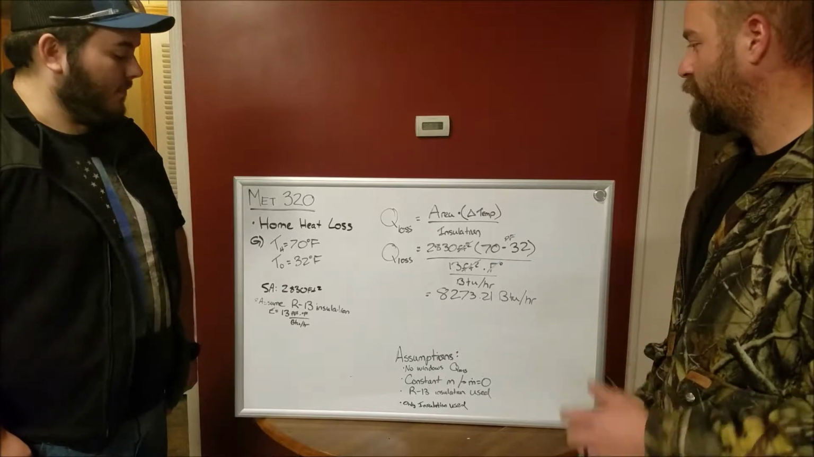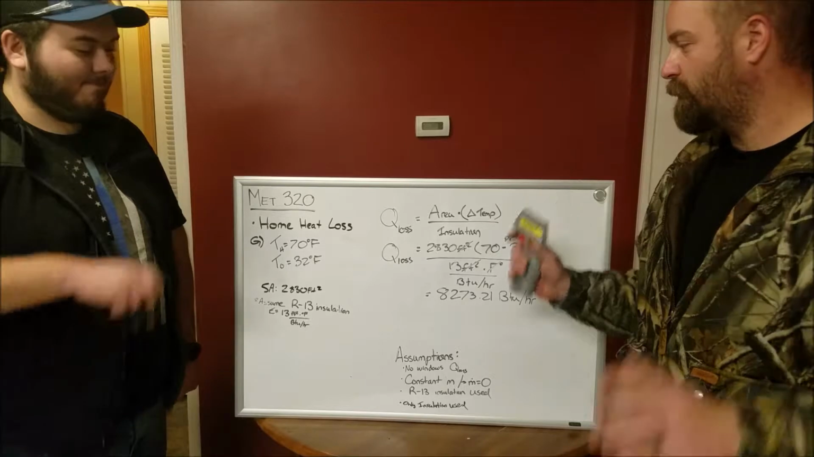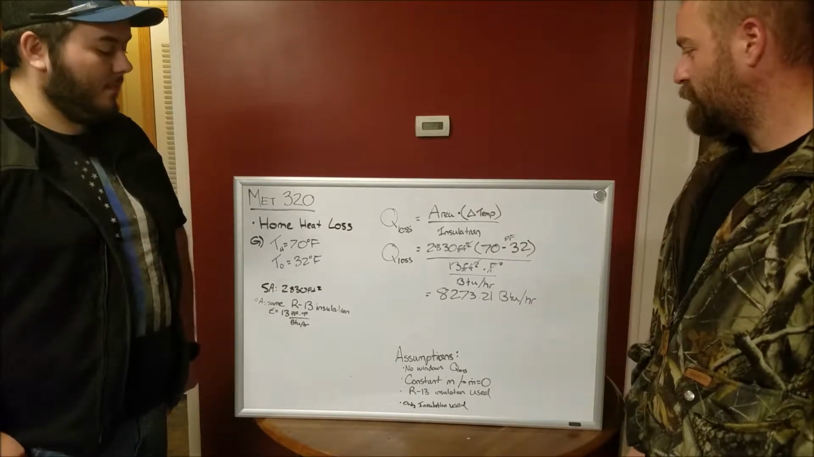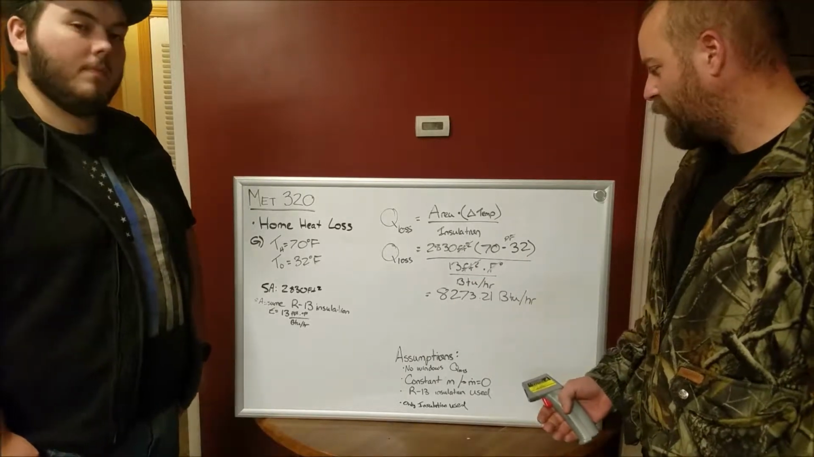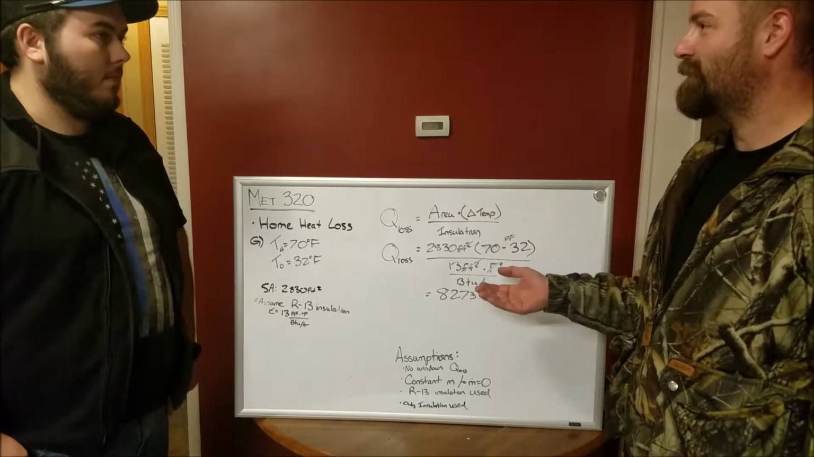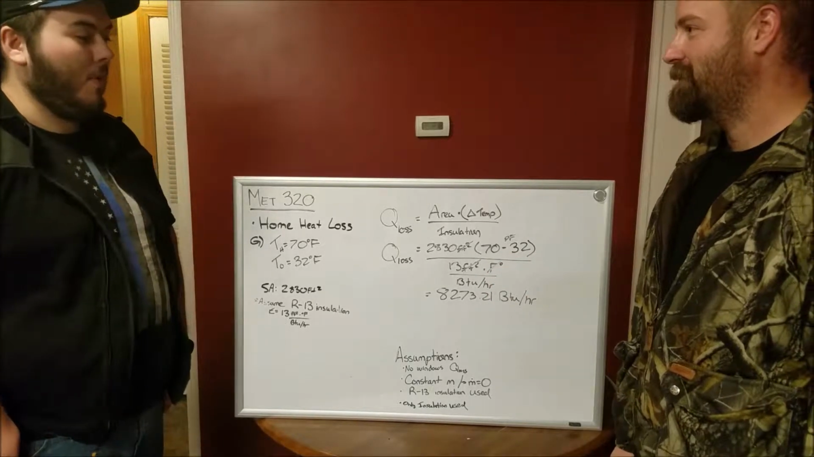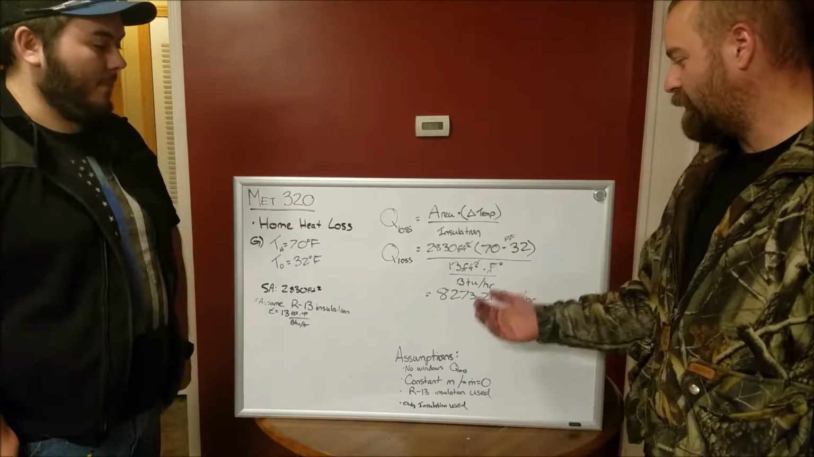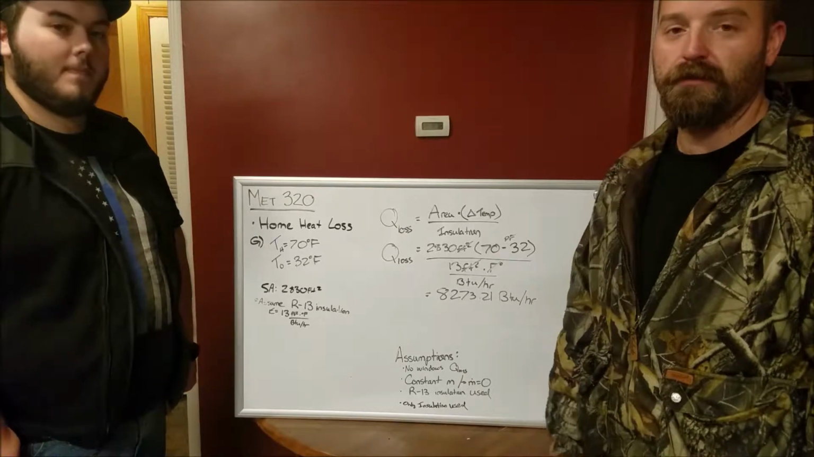So what we have here is our area of the home, which we've determined based off all the walls and the roof, to be 2,830 feet squared. We have the temperature difference inside to outside, and we have our R13, the thermal rating value of a wall. So right now we're calculating a loss of 8,273.21 BTUs an hour.